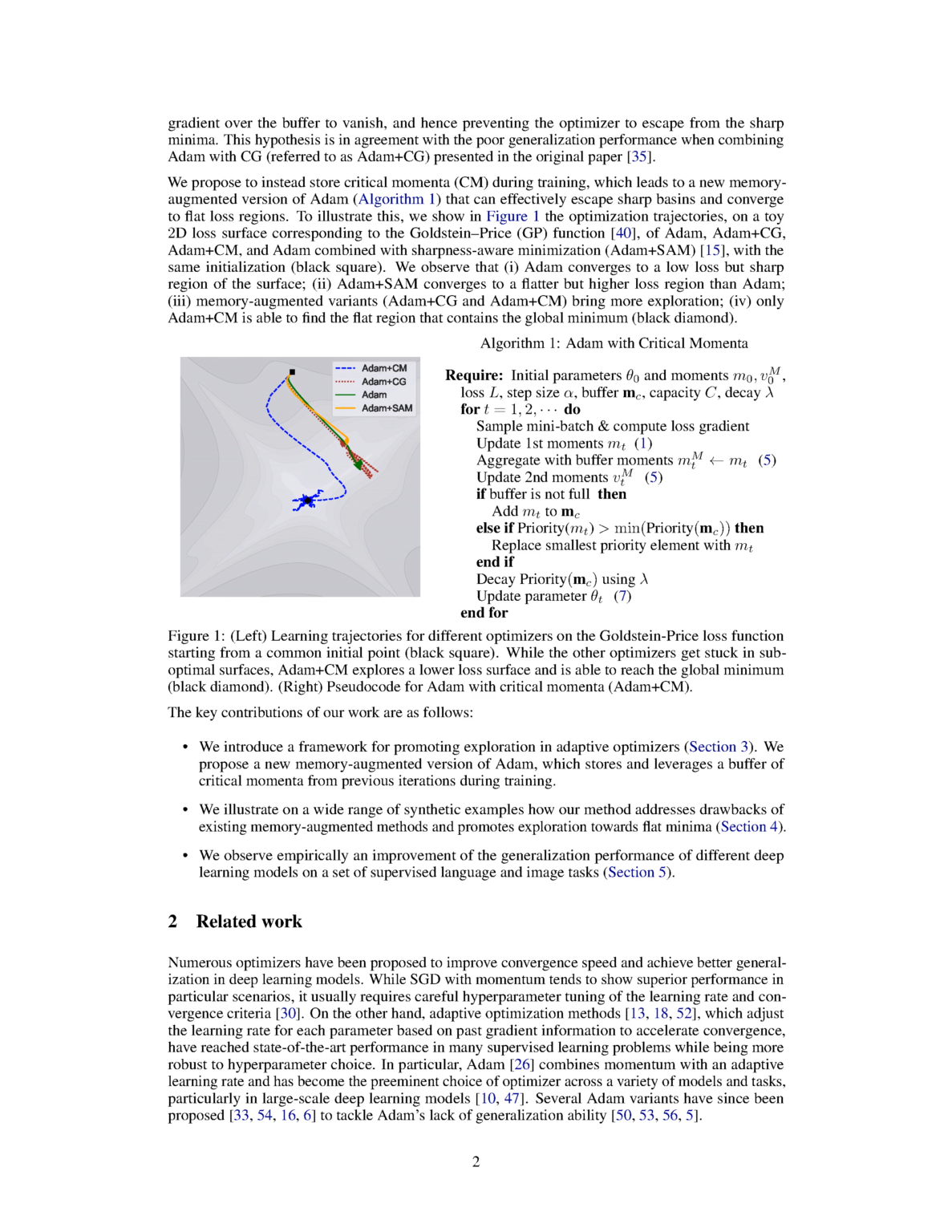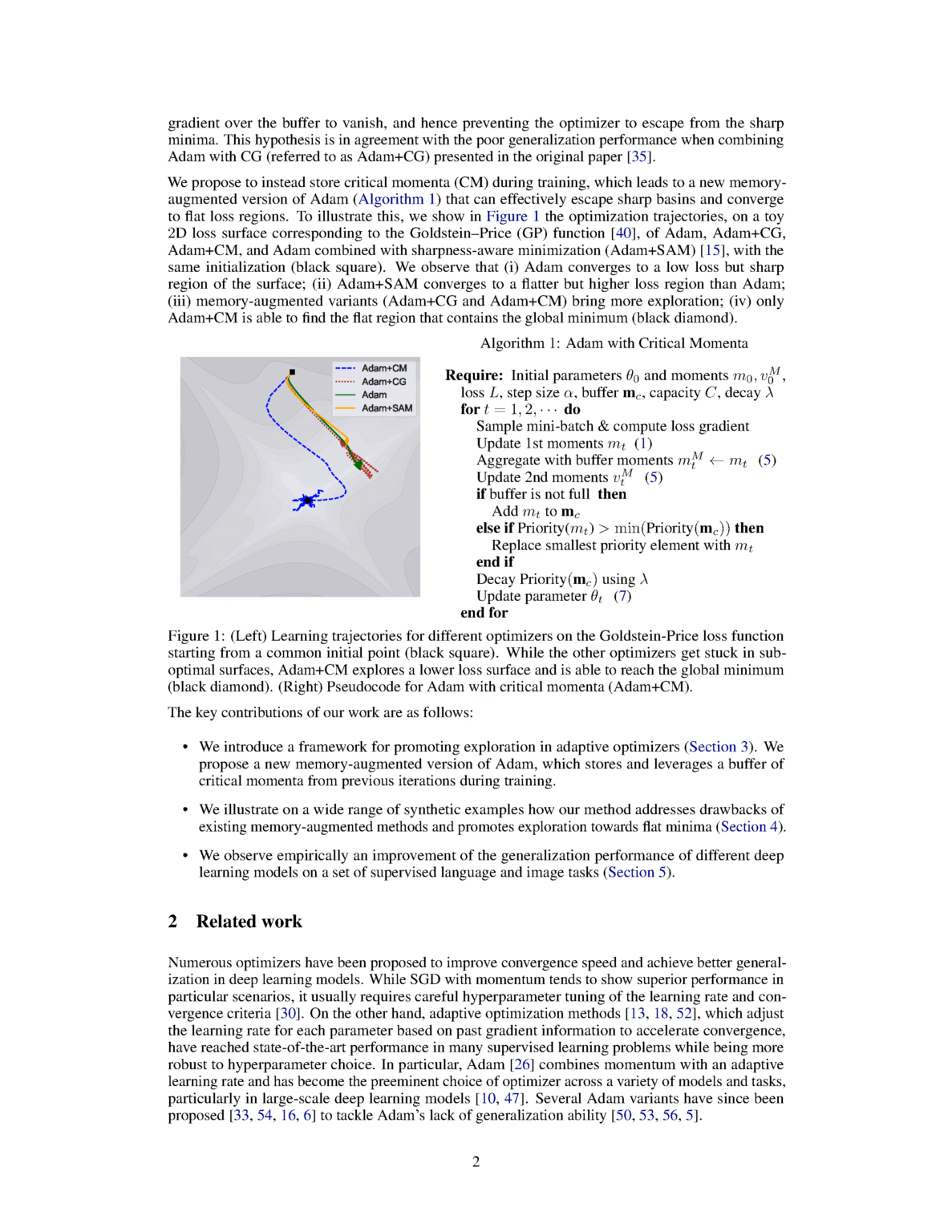Section Summary. The choice of optimizer used in deep learning models significantly affects their performance. While adaptive gradient methods like ADAM can achieve fast convergence, they often result in worse generalization performance compared to stochastic gradient descent, SGD. In this work, we propose a memory-augmented version of ADAM that stores critical momenta instead of gradients, allowing the optimizer to escape sharp minima and converge to flat loss regions. Our method promotes exploration and improves the generalization performance of deep learning models on various tasks.